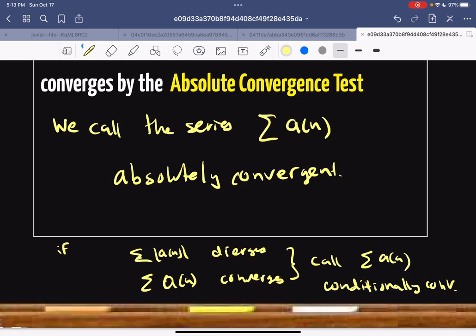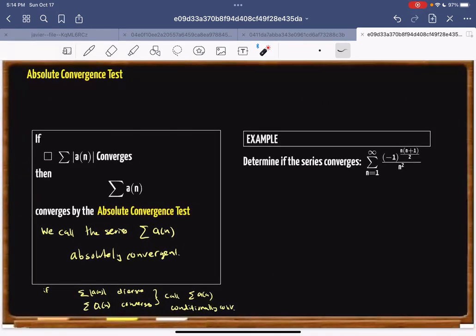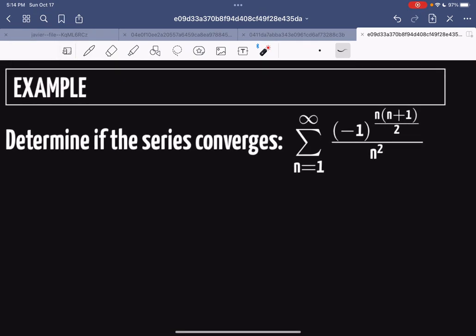If one converges and the other one doesn't, then it's called conditionally convergent. Clearly, if one converges and the other one diverges, this is the one that's going to diverge because that's the larger one. So if only one of them converges, it's called conditionally convergent. If both of them converge, it's called absolutely convergent. Okay? Now let's take a look at this amazing example.